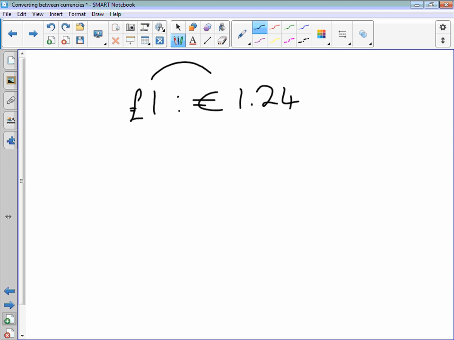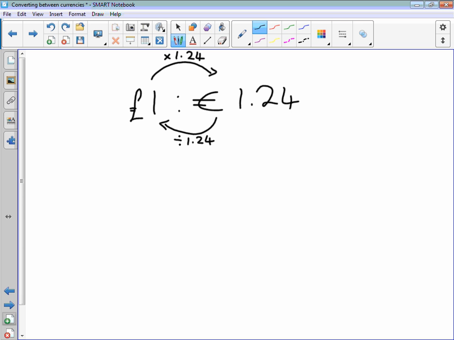Now, using the same exchange rate, £1 is equal to 1.24 euros. We multiplied by 1.24 to go from pounds to euros. So to go from euros to pounds, we're going to have to divide by 1.24.